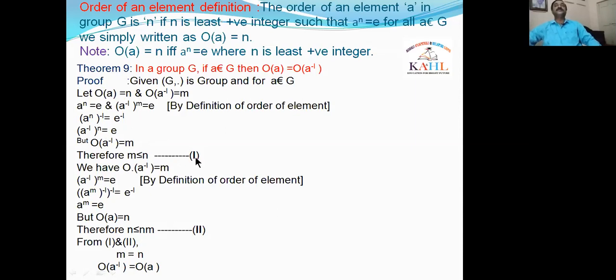We have order of a inverse is equal to m. What is the definition of order of a inverse is equal to m? a inverse whole power m is equal to e, where m is the least positive integer. Okay, right. Now I am taking inverse on both sides. That means a inverse whole power m. Sorry.